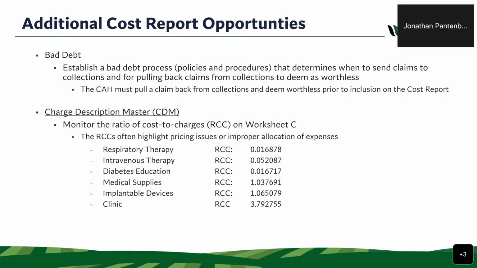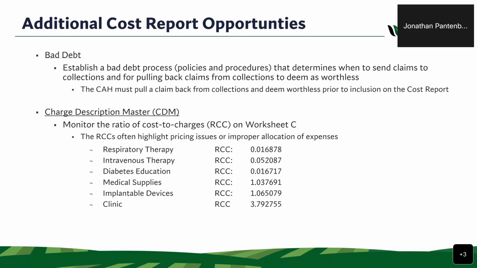And then if it's exactly 1, which is a rarity but does happen, then your cost and charge is exactly the same. When we look at this screen, the reason we can leverage the RCCs on the cost report is because it can tell us if we are disproportionately charging for certain supplies or services relative to the rest of the services. If we look up on the screen right here, we can see that respiratory therapy is a 0.01.